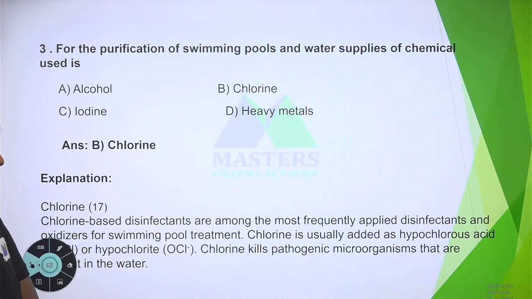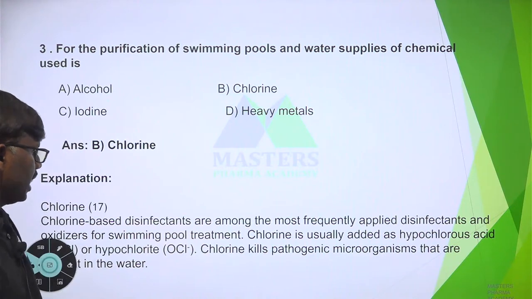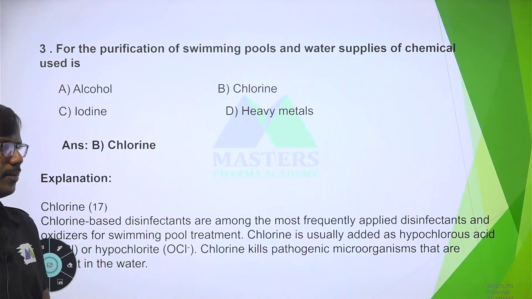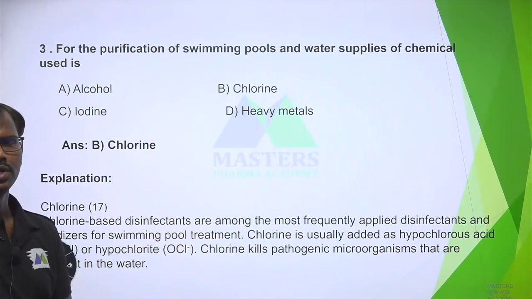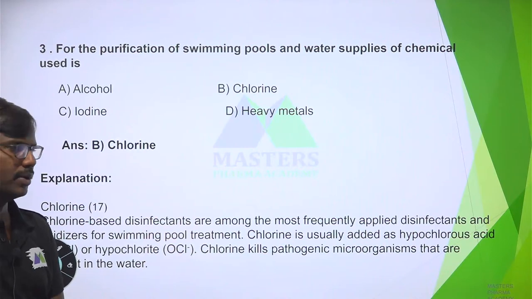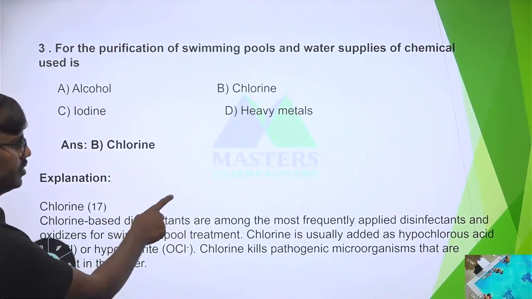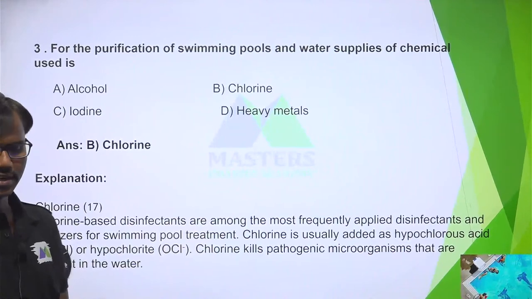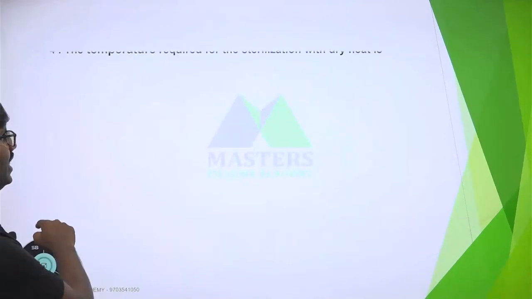So this chlorine is used, right? OCl minus, hypochlorite, in the form of hypochlorite. Hypochlorous acid they use to purify the water in swimming pools. Okay. So like that. Okay, next question.